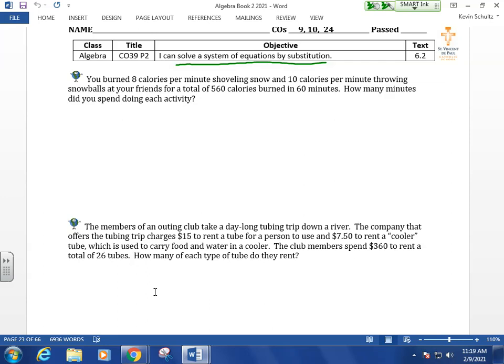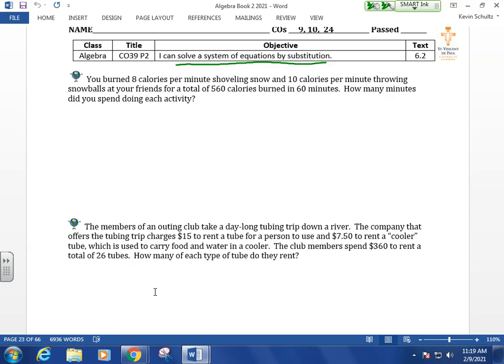Okay. So reading this here, it says you burned 8 calories per minute shoveling snow and 10 calories per minute throwing snowballs at your friends for a total of 560 calories burned in 60 minutes. How many minutes did you spend doing each activity? What about this tells you that you're going to be using a system of equations to solve it? That's kind of the first part, is recognizing, hey, I need a system here. And what about this situation? What about this question tells you that you need a system? Brent.